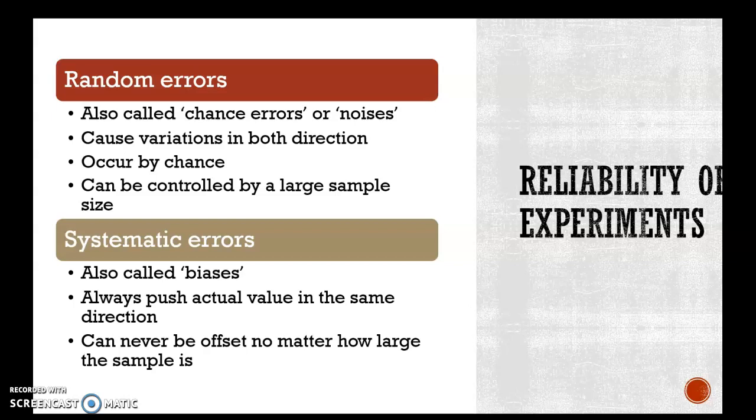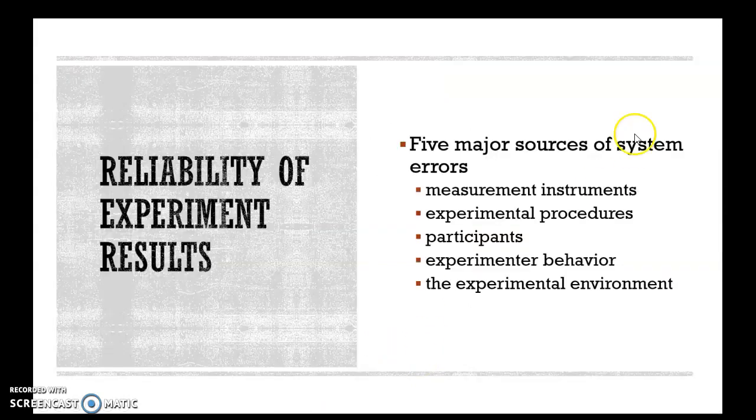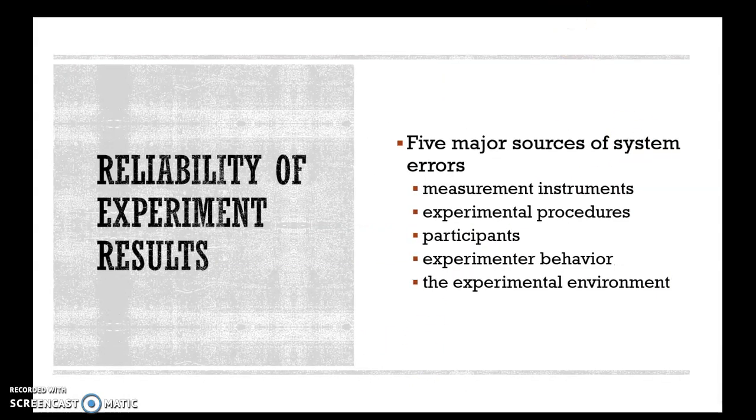It's not systematic error. Systematic error is more bias. It's confounding and always pushes the actual value in the same direction. So for random error, you can use a large sample size and then that error can be ignored. For systematic error, you cannot really offset it no matter how large the sample is. So everybody has the same bias. Reliability of the experimental result.